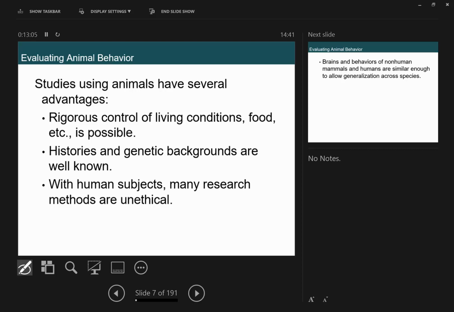What are the big advantages to animal research? One, we can definitely control living conditions, food, genetic background, right? The history of those particular animals, like what those animals have gone through.